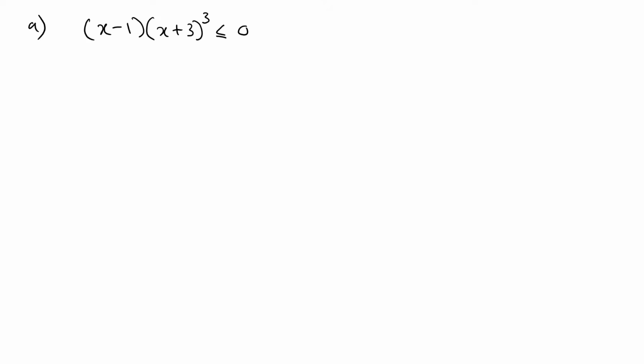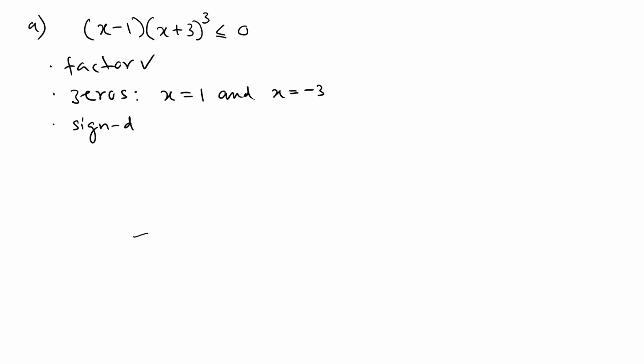We have (x minus 1) times (x plus 3) to the cube less than or equal to 0. If you get a problem like that, what we normally do is factoring. That is already factored. Next, we can look for the zeros. What are the zeros here? You can see x equals 1 and x equals -3 are the zeros. And then we're going to go for the sign diagram.